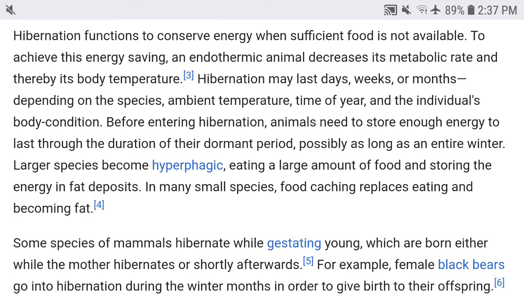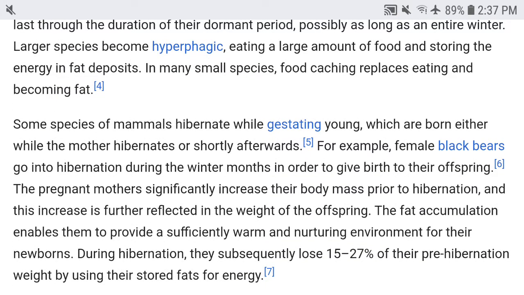Larger species become hyperphagic, eating a large amount of food and storing the energy in fat deposits. In many small species, food caching replaces eating and becoming fat. Ah, I see.